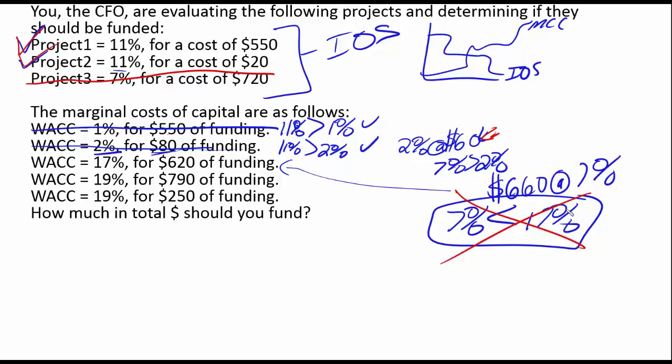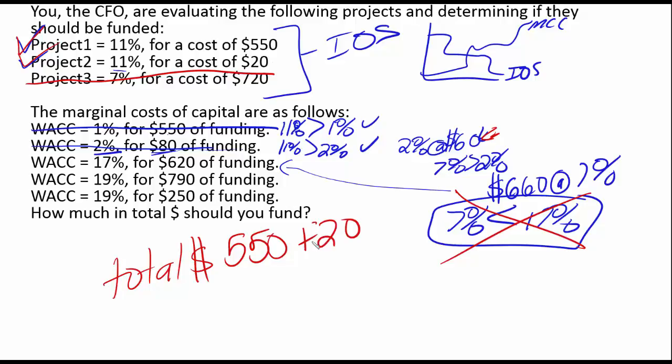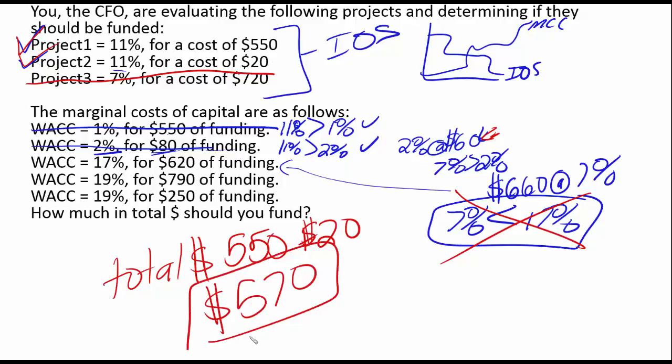Okay, so our total in dollars is going to be the $550 on project number 1 plus the 20 on project number 2. So we're going to be at $570 of total funding.